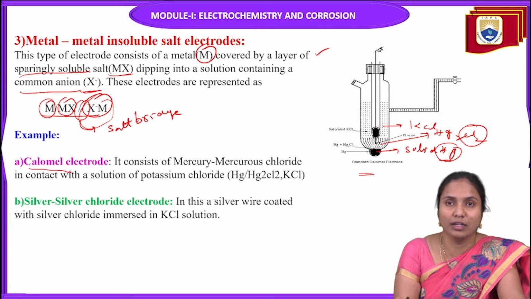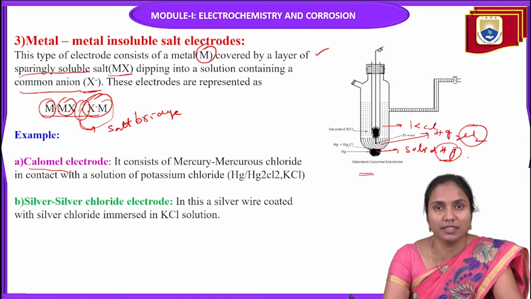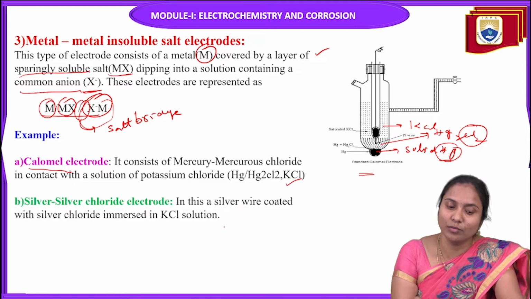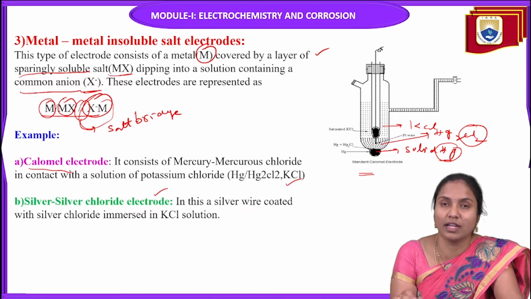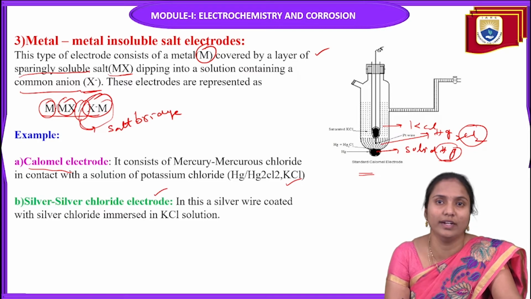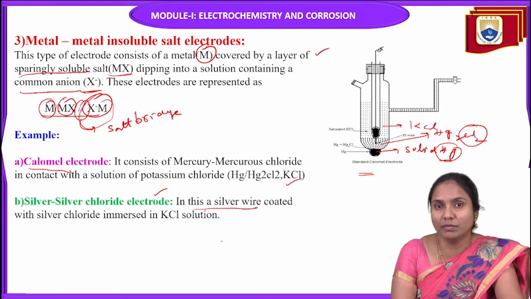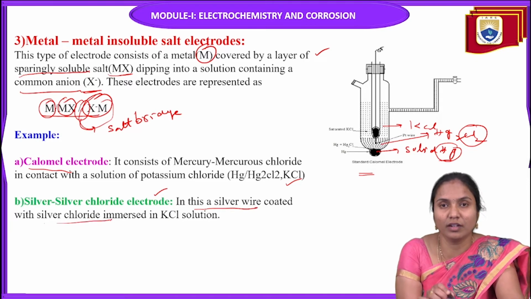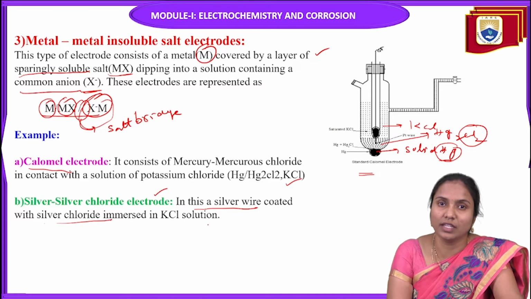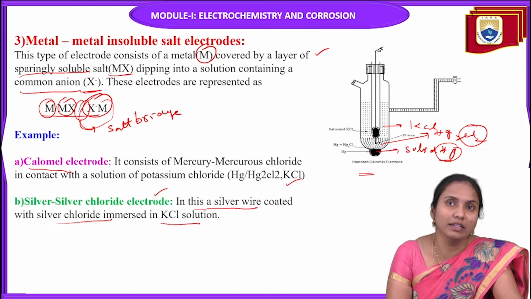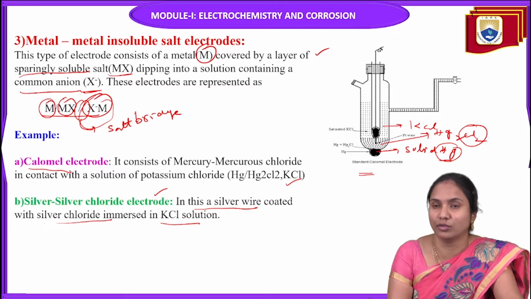The best example is the Calomel electrode. So already we know that it consists of solid mercury covered with mercurous chloride, and it is dipped in KCl solution. This is the Calomel electrode. One more example is the silver chloride electrode. In this, the silver wire or silver metal is coated with silver chloride in KCl solution. This is the best example of metal insoluble salt electrodes.